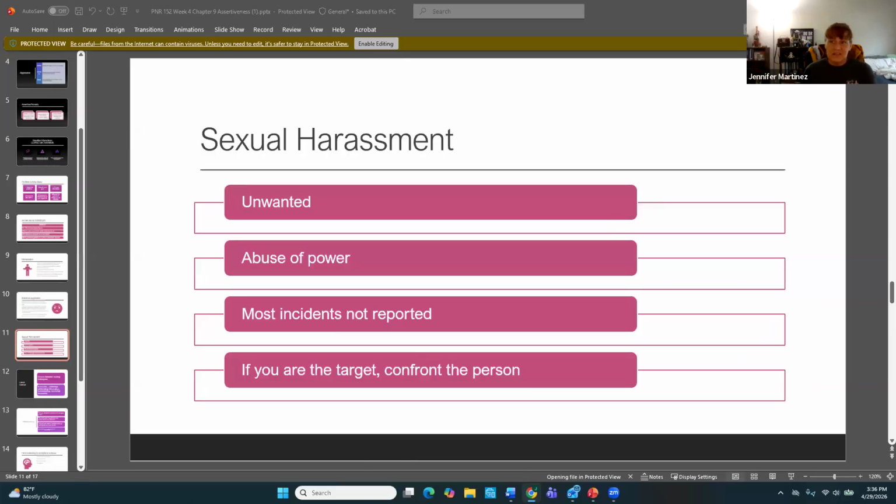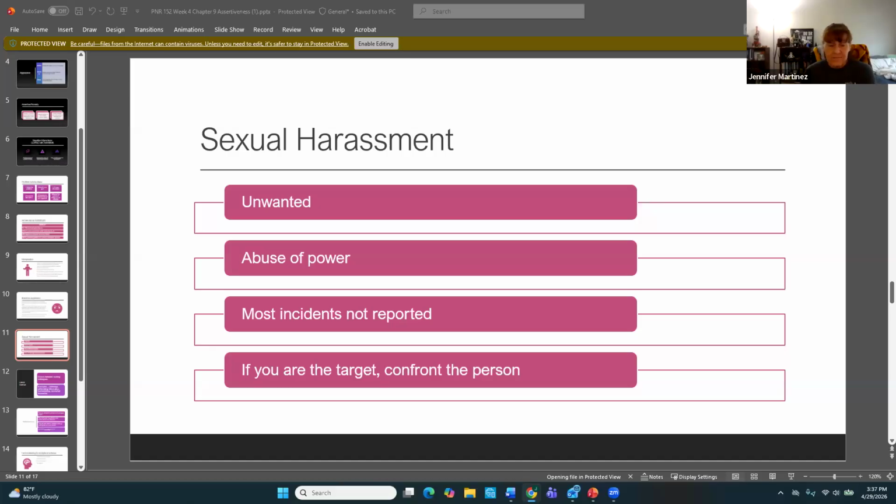Oh, and that brings us to sexual harassment. So sexual harassment is not about affection or caring. It is about power, plain and simple. Okay. It is abuse of power. It is unwanted. And sadly, most cases of sexual harassment go unreported, for a variety of reasons.